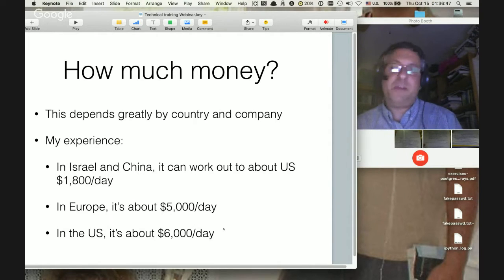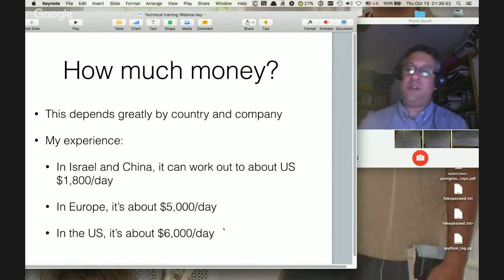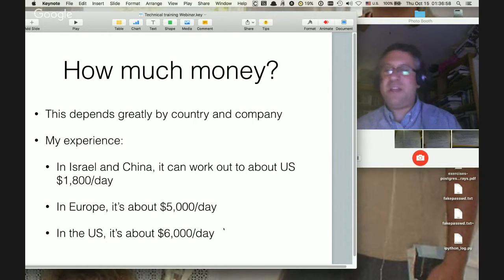Israel and China, which are the places where I've taught also, I know the numbers there are a little better. China might be a little higher, but not much higher. But basically, in Israel, definitely it's on the order of like $1,800 a day, maybe a bit more, maybe a bit less. And by the way, it's not like I've done a huge survey in the field. This is what I found from my talking to a few companies with whom I've worked.